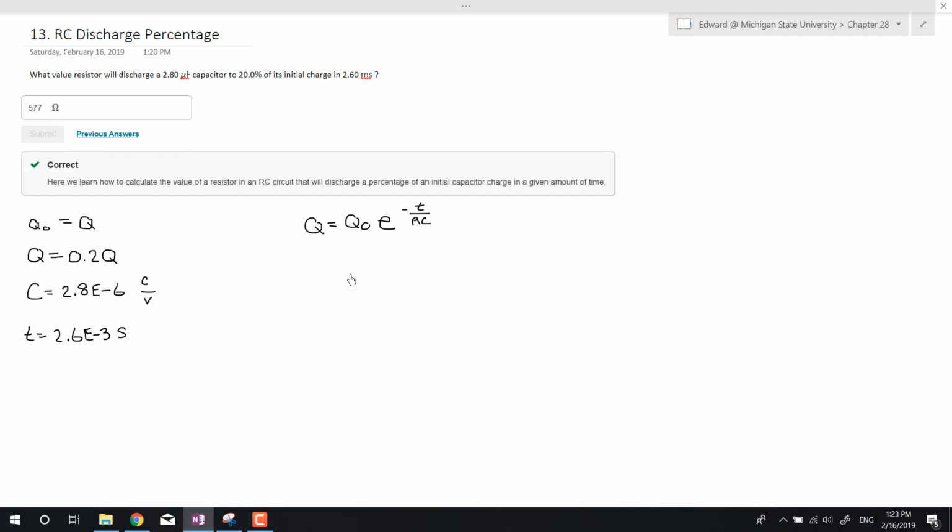So let's solve this in terms of R. To get this equation in terms of R, we're just going to divide both sides by Q naught and take the natural log of both sides. That's just going to give us natural log of Q divided by Q naught, equal to minus T over RC. Now, we just have to multiply by R and divide by the natural log, and we can just move this to the other side. So R is equal to minus T over C times 1 over the natural log of Q divided by Q naught. Let's go ahead and plug and chug.